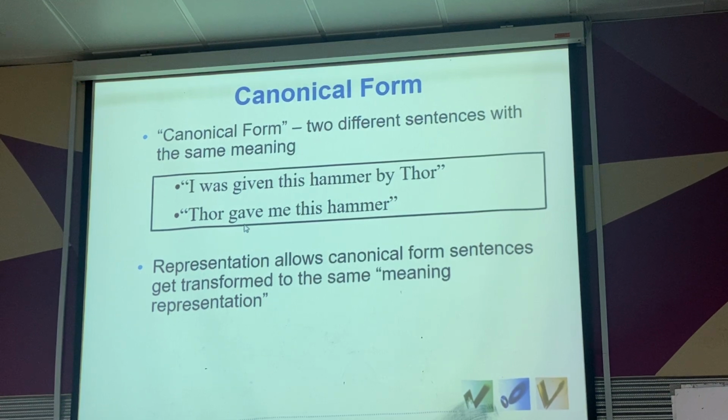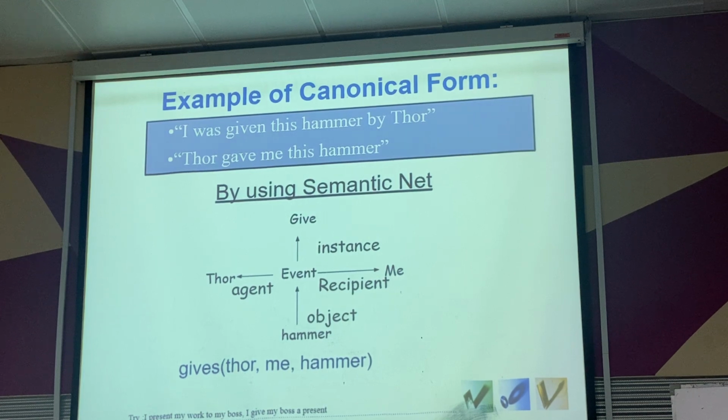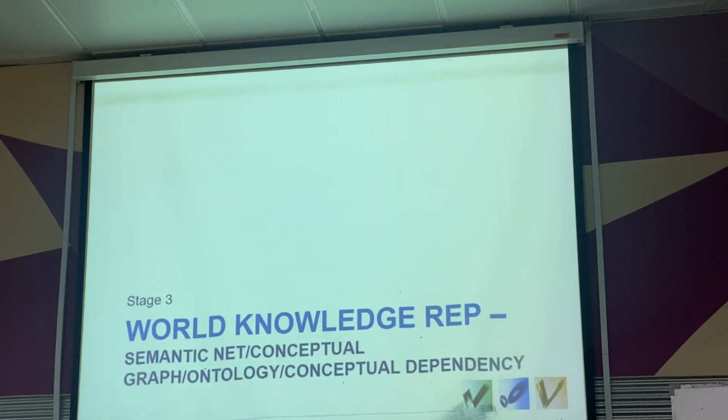This is the active form. If you try to represent these two sentences using semantic networks, you will get the same semantic network. If you have the same semantic network, then it shows that these two sentences actually have the same meaning. So what is the purpose? To solve the canonical form. So what is world knowledge representation? As I mentioned, it is an extended version of the semantic networks.